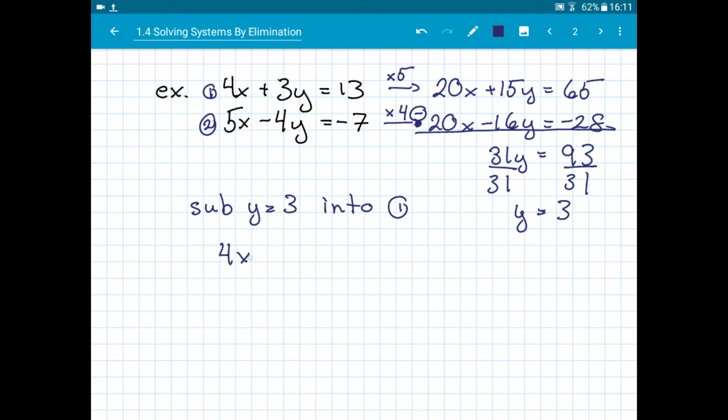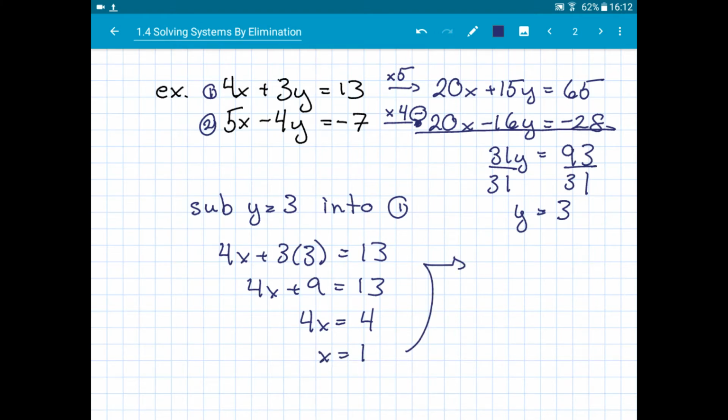So 4x plus 3 times 3 is equal to 13. So 4x plus 9 is equal to 13. Subtract 9 from both sides. 4x is equal to 4, and x is equal to 1. And so then what do we get at the end here? So we get the point of intersection. So therefore, the point of intersection is equal to (1, 3).